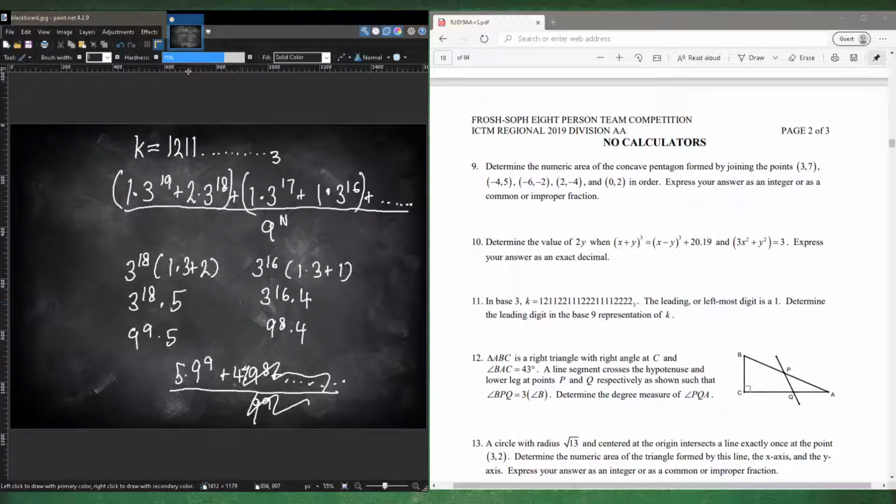So these don't matter. But then we have 5 times 9 to the power 9 divided by 9 to the power 9. That gives us an integer, 5. So that is our leading coefficient.